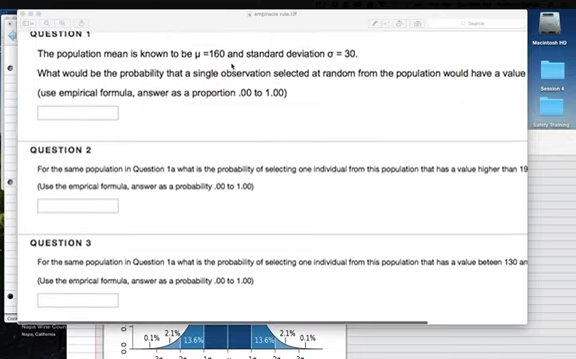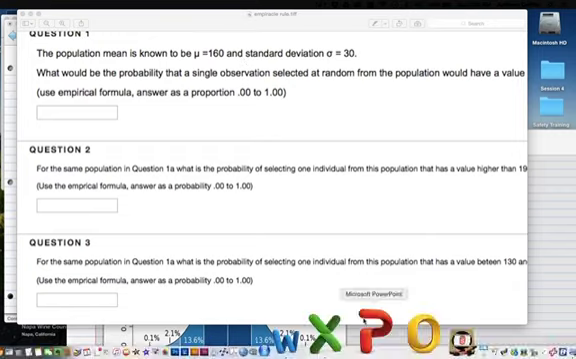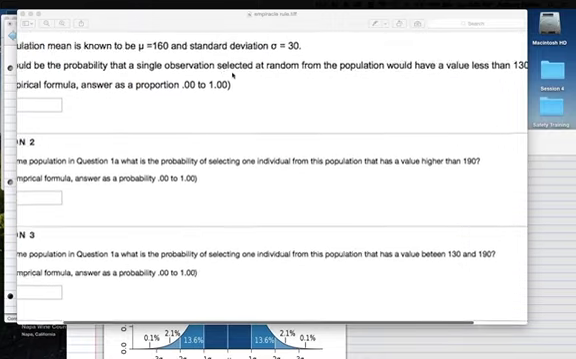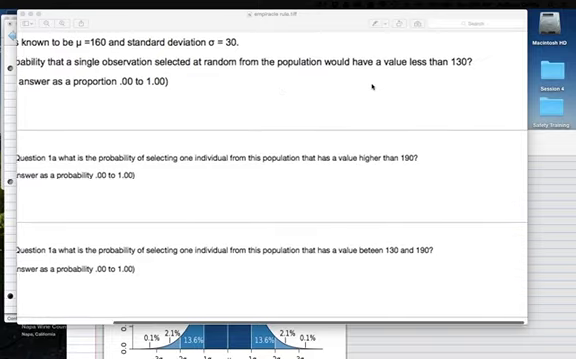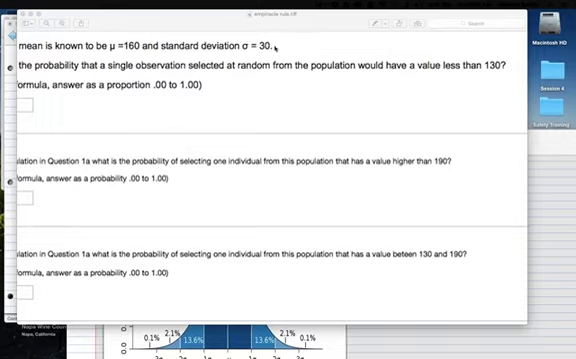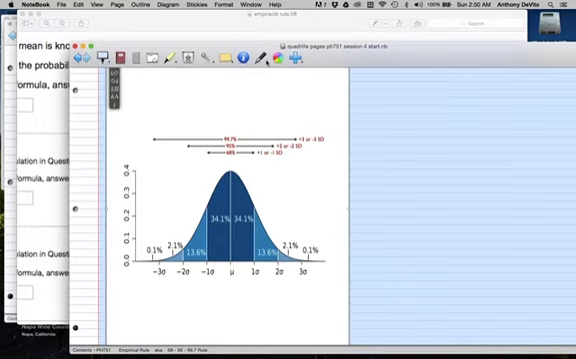Okay, let's see. The population mean is known to be 160, could be anything. Standard deviation is equal to 30. So what's the probability that a single observation selected at random from this population would have a value less than 130? So the mean is 160, the standard deviation is 30. So if I go back here, what does that tell us? That tells us that the mean is 160.